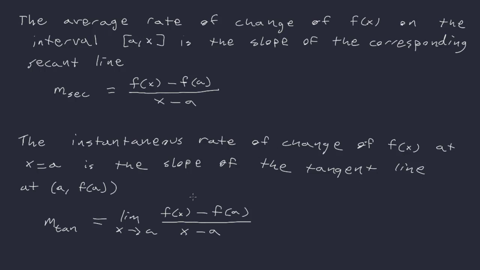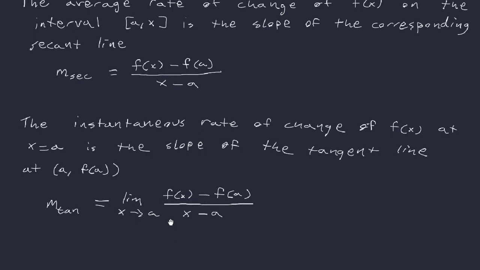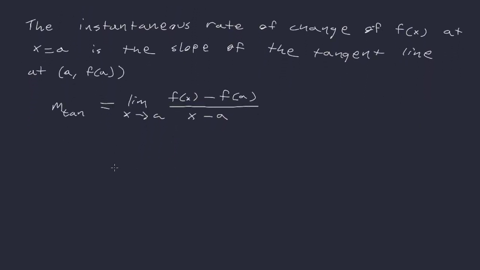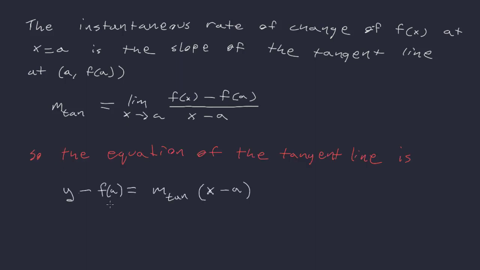All right, and once we have the slope of that tangent line, we have the slope and we have the point. It's going through the point (a, f(a)). Since we're going to be finding the equation of the tangent line a lot in this class, the equation of that tangent line is going to be this. Using the point-slope form of the line, we get y minus f(a) equals m tan times (x minus a), or y equals f(a) plus m tan times (x minus a).